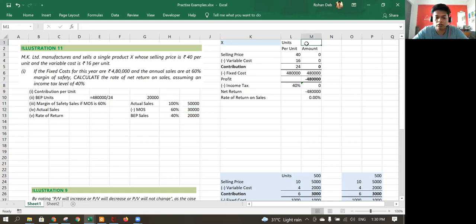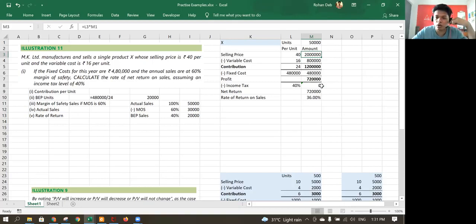Now, if I put 50,000 over here, I'll get the total units multiplied by contribution, and I'll get a contribution of this much. Contribution minus fixed cost: 12 lakhs minus 4,80,000 gives me a profit of 7,20,000. Now it says calculate the rate of return on sales. Whenever they say net, it's basically net of taxes, but because we're ignoring it, it will directly be profit divided by sales. So 72 divided by 2 lakh, which is 36%.